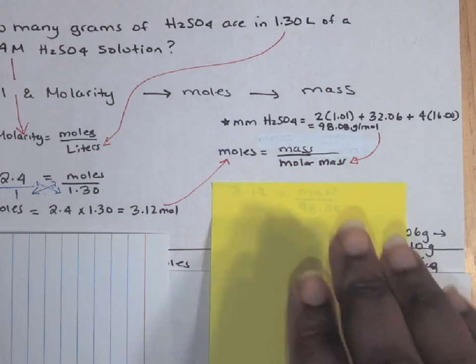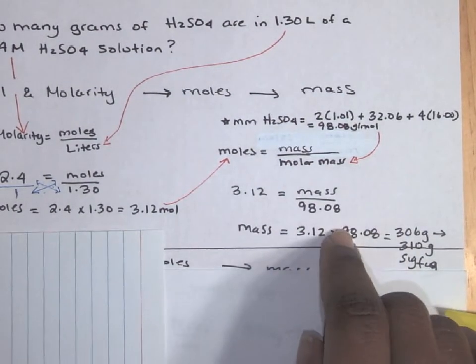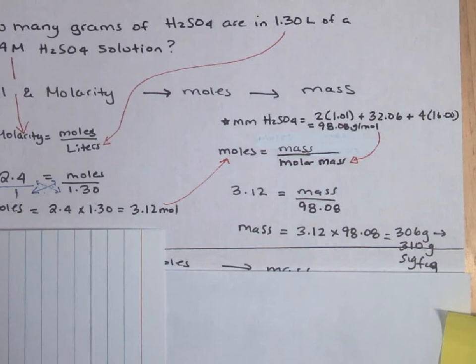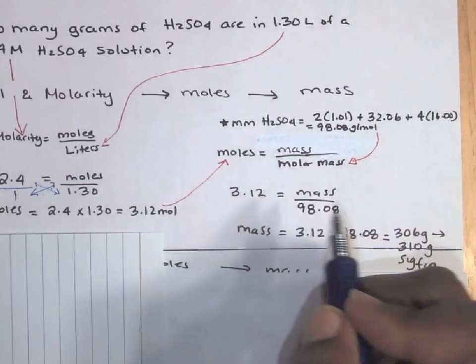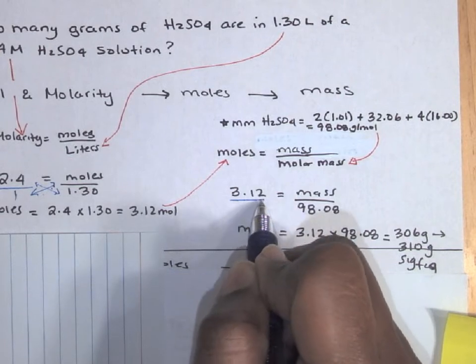And if you need to, go ahead and pause the video. Okay, so when you plug that in, you should get this. 3.12 is equal to mass over 98.08. And remember, if you have a fraction next to an equal sign, you can use cross multiplication as a shortcut to solve.